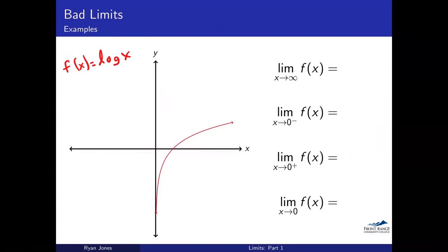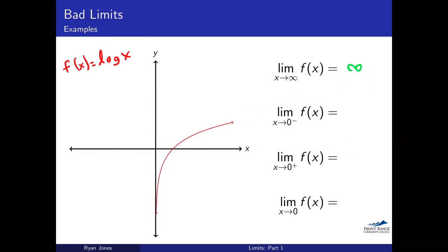Now I'm going to do 4 limits here. I'm going to take a limit as x approaches infinity. What you can see here is that as my x value gets bigger and bigger, as I keep going out in this direction, my y value gets bigger and bigger. So the value of this limit would actually just be infinity.